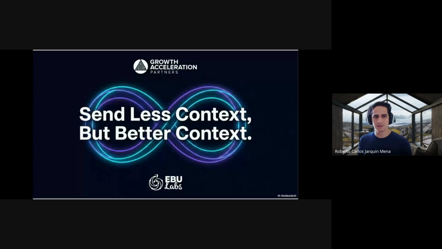And the next one is send less content but better content. The final message is, well, keep your context clear, summarize aggressively, choose the right model, constrain output, measure everything. Small improvements across multiple areas create massive savings at scale. Token optimization is not a single technique. It's a collection of habits that improve cost, speed, accuracy, and scalability.